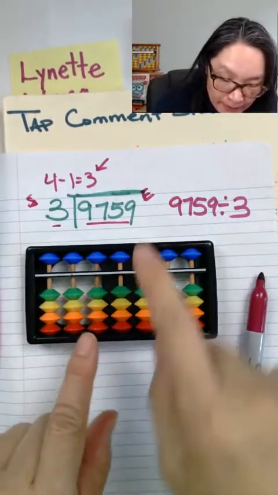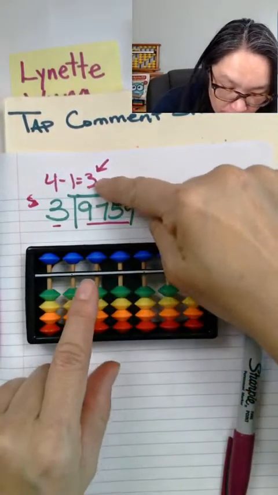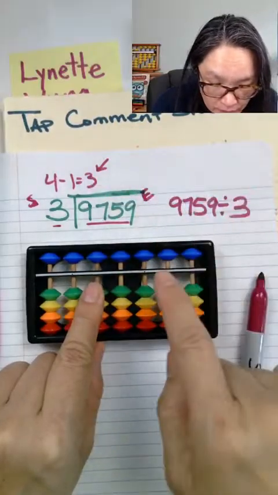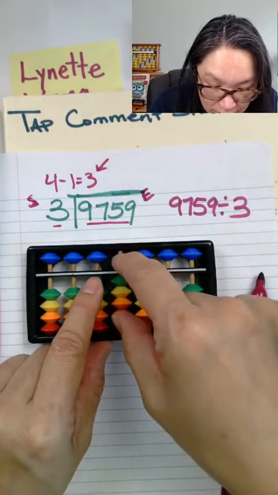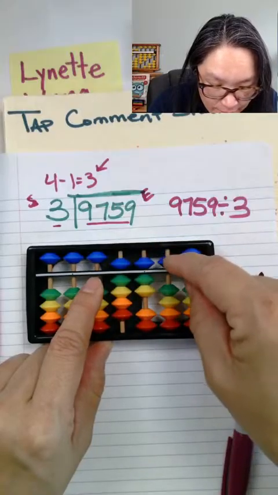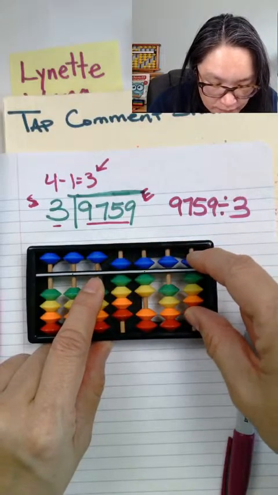So again, my third is where I'm going to put my answer. I'm going to put my dividend on my abacus. So I'm going to put 9, 7, 5, 9.